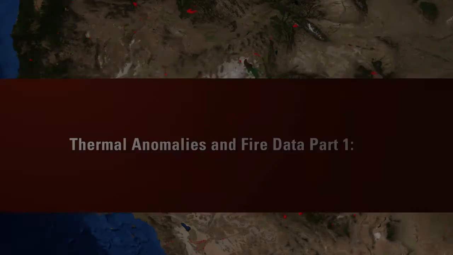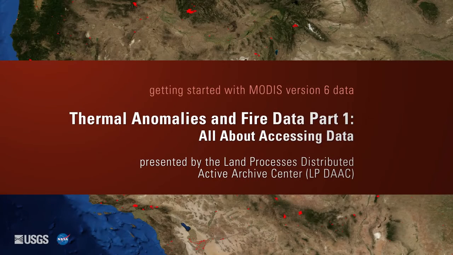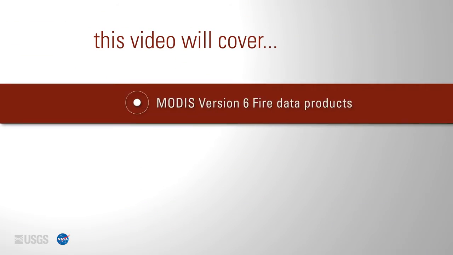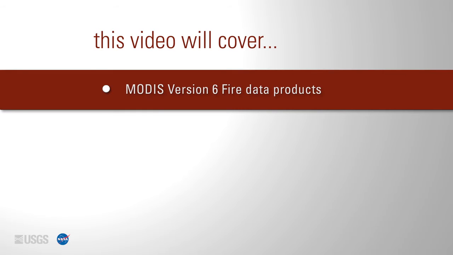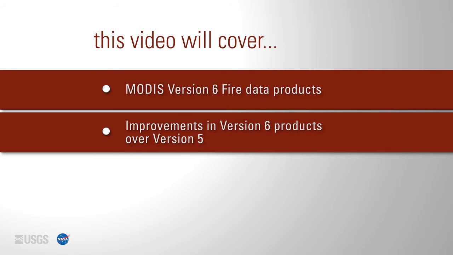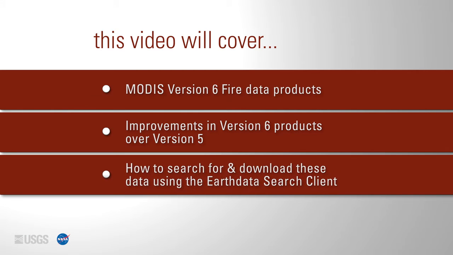Getting started with MODIS version 6, Thermal Anomalies and Fire Data Part 1, all about accessing the data, presented by the Land Processes Distributed Active Archive Center, or LPDAAC. This video is part 1 of the Getting Started with MODIS version 6, Thermal Anomalies and Fire Data video series. This video will cover the MODIS version 6 Fire products, improvements in version 6 products over version 5 products, and how to search for and download these data using the Earthdata Search Client Data Access Tool.